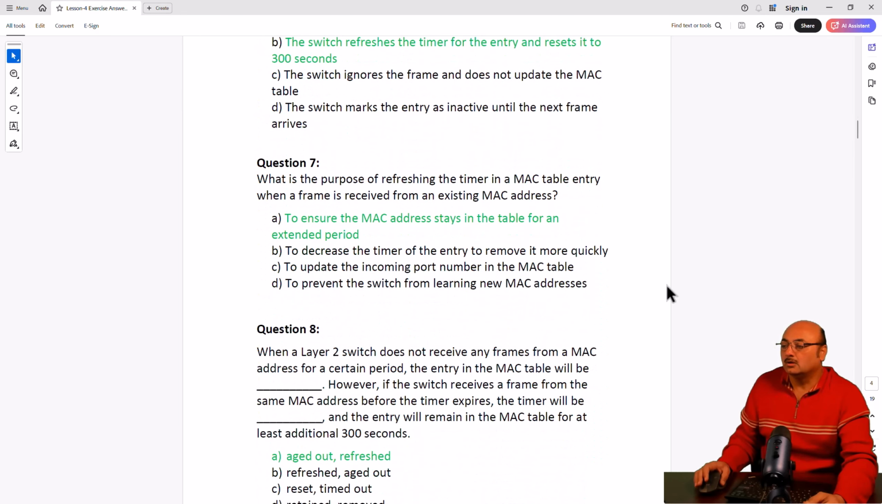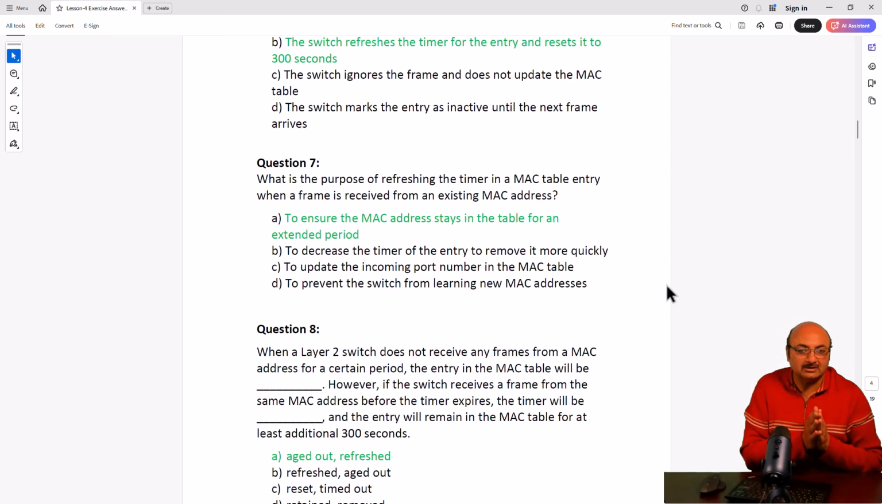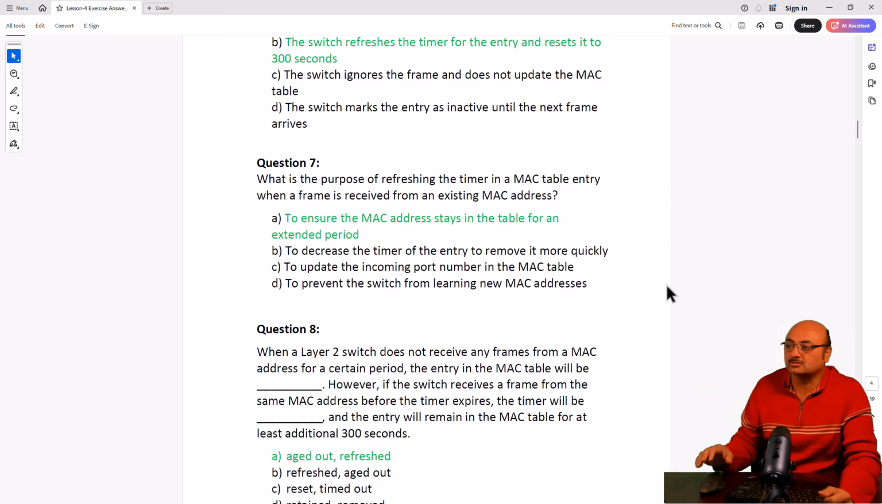Question 7. What is the purpose of refreshing the timer in the MAC table? The reason we refresh the timer every time is so that the entry remains in the MAC table for a longer or extended duration, and so that's the correct answer. But if you look far beyond this question, the intention is to avoid flooding and to continue forwarding. So the correct answer is A.